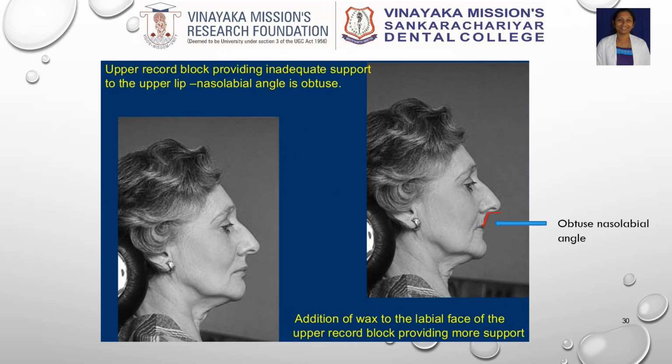Once the maxillary bitrim has been inserted, we have to check the nasolabial angle. If it is obtuse, then it says that the upper lip support is not adequate. Here you can see the patient has wrinkles and the lip support is not adequate. It gives a more denture-like appearance. So we have to add a layer of wax labially in order to provide a better lip support.